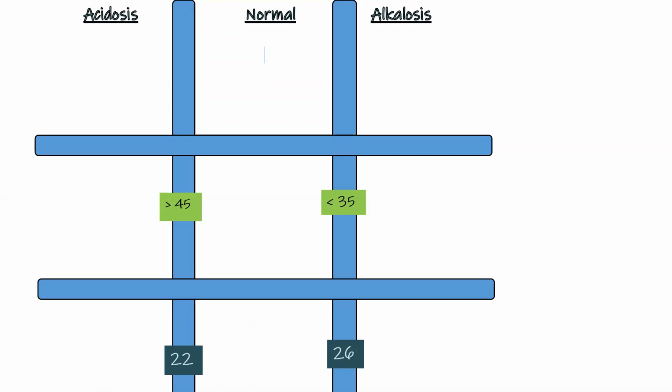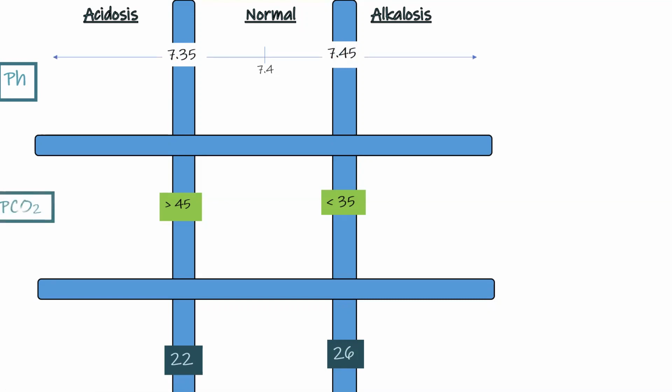This will be a short presentation demonstrating the TicTacToe method for interpreting blood gas results. Our first row at the very top is going to be our pH. A normal pH is anywhere from 7.35 to 7.45.